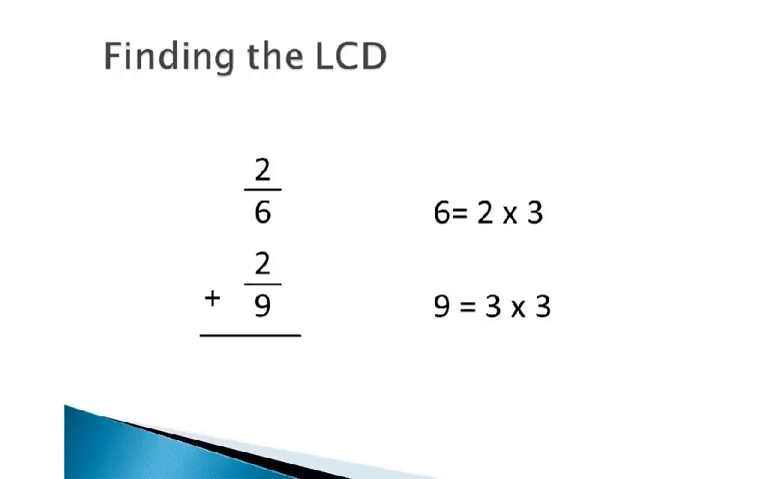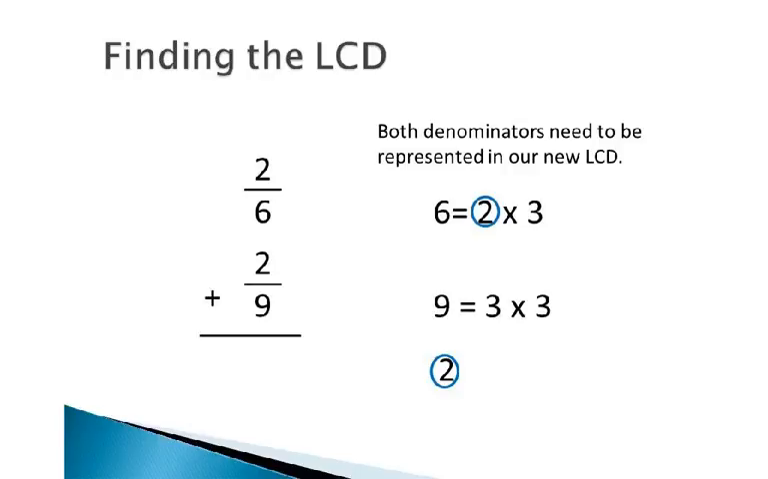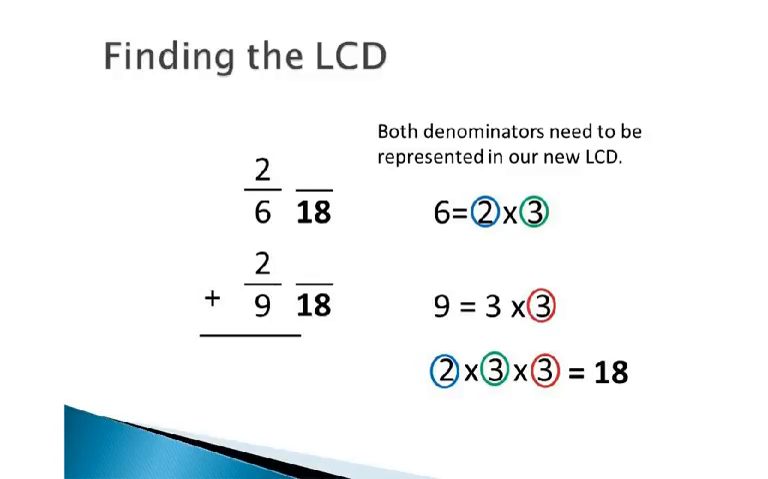Now our LCD needs to have both denominators represented, so I'll start with representing 6 by writing down 2 times 3. In order to represent 9, I have to look at its prime factors. We see that the first 3 here is represented in our bottom equation. That leaves the second 3 in red. By adding this to our list of factors, we are representing 9 as well. Multiplying these numbers together gives us 18. Therefore, our least common denominator is 18.